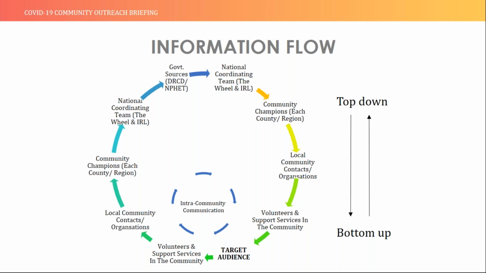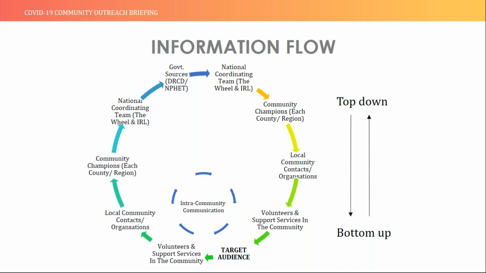They'll have volunteers, frontline workers and networks within their organisations, and it's these people that will reach the target audience. And the target audience feeds up again, feeding back their questions or concerns, or perhaps a gap in service that can't be addressed locally. That will flow through the local community groups to you, the community champion, who will report back to the Wheel and IRL, and then we can communicate to the relevant departments. I'll just let you have a quick look at that slide for a couple of seconds, but as mentioned, you will get this afterwards, so you can have a closer look in your own time.